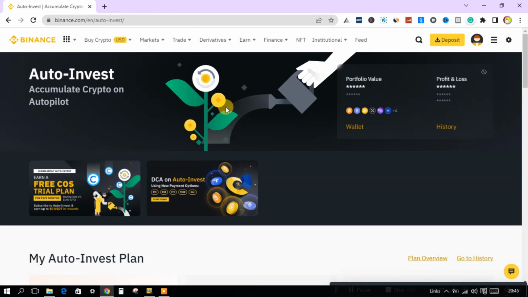Where you see portfolio value and profit and loss, that's where you can view your profit and your loss. If you are running at a loss, that's where you can find it. And portfolio profit, if you are getting profit, this is where you can find it.